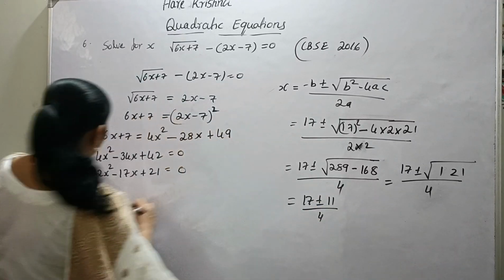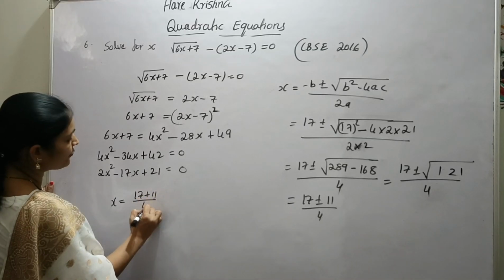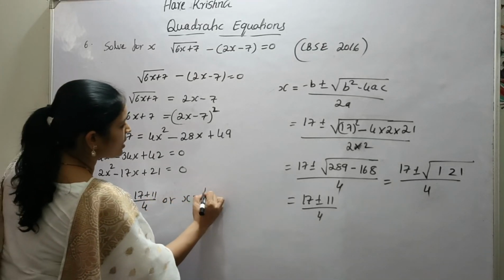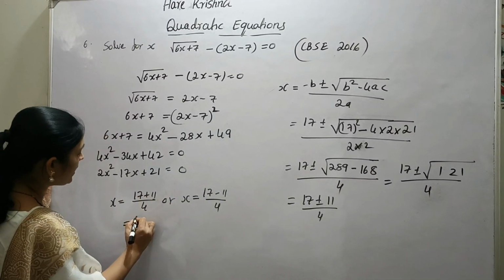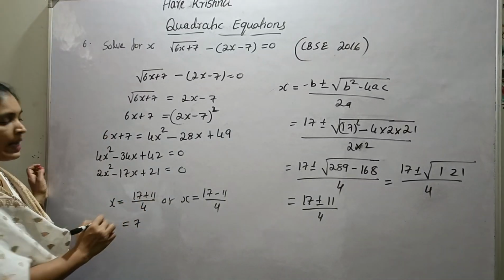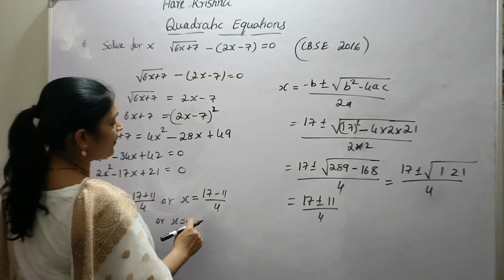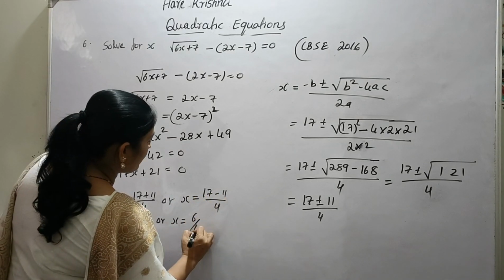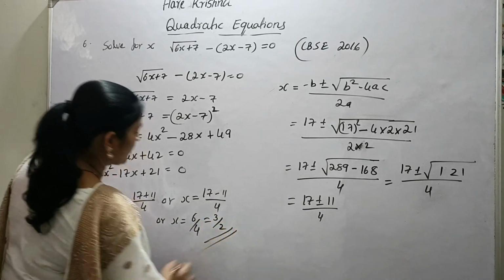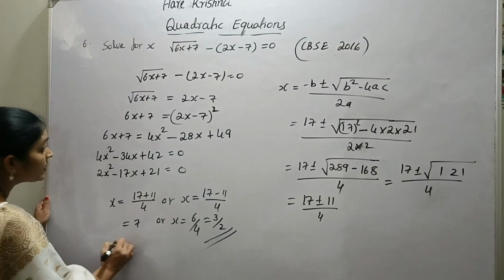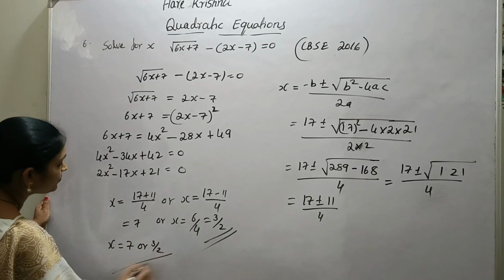Therefore, x is equal to 17 plus 11 divided by 4, or x is equal to 17 minus 11 divided by 4. That is 28 by 4 is equal to 7, or x is equal to 17 minus 11 is 6 divided by 4, that is 2 3s are 6, 2 2s are 4. Okay. So here we have got the solution: x is equal to 7 or 3 by 2.